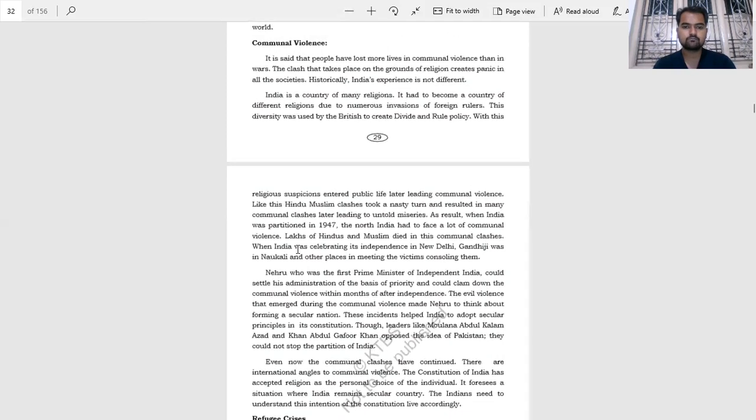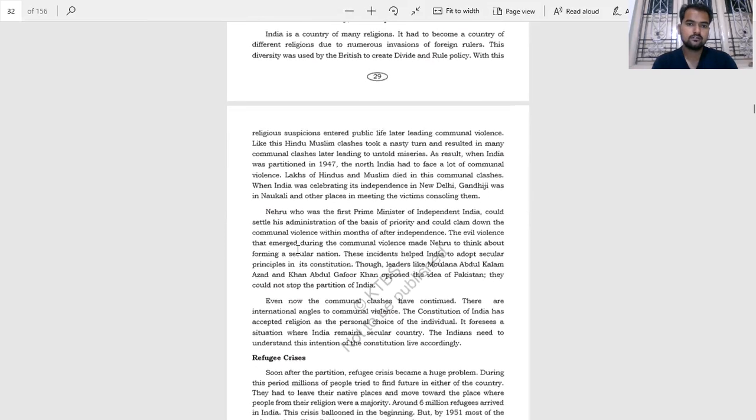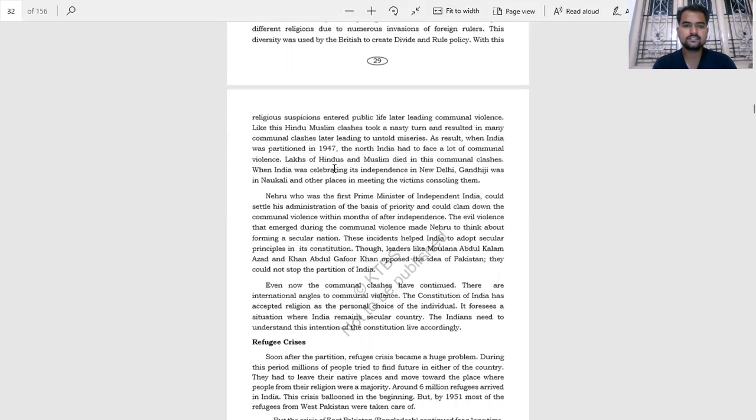Then when the partition happened in 1947, lakhs of Hindus and Muslims died in the communal clashes. It is said that very few Hindus and Muslims died in the wars between India and Pakistan, but more Hindus and more Muslims died in the communal clashes. Again, that was the strategy of the Britishers here.